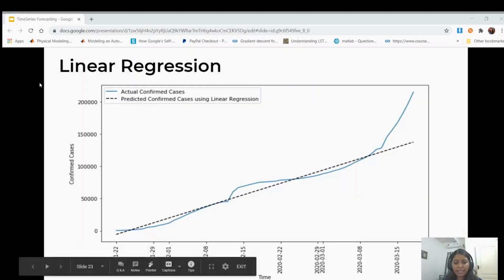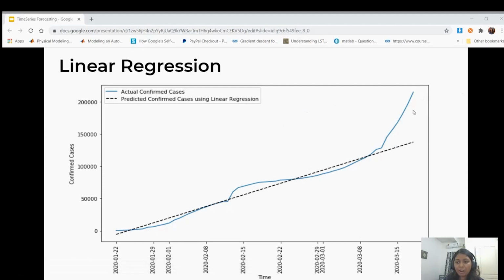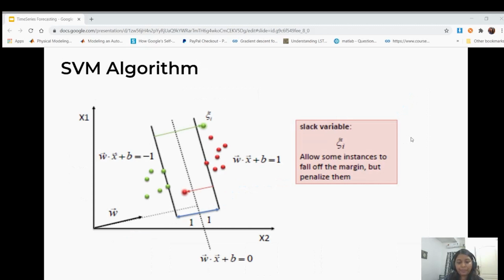So the graph looks like this. You can see it is trying to pass through the maximum number of points, but we can still see there is a lot of difference in the number of confirmed cases from the actual one.